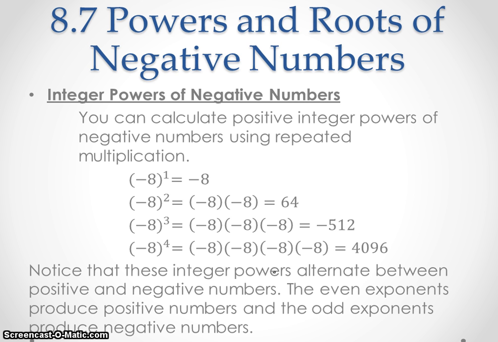Notice that these integer powers alternate between positive and negative numbers. The even exponents produce positive numbers, and the odd exponents produce negative numbers. Okay, and this is something we've kind of seen throughout the last couple chapters, and that's always going to be the way that it is. So if you have an odd number, you get a negative result. If you have an even number, you get a positive result.